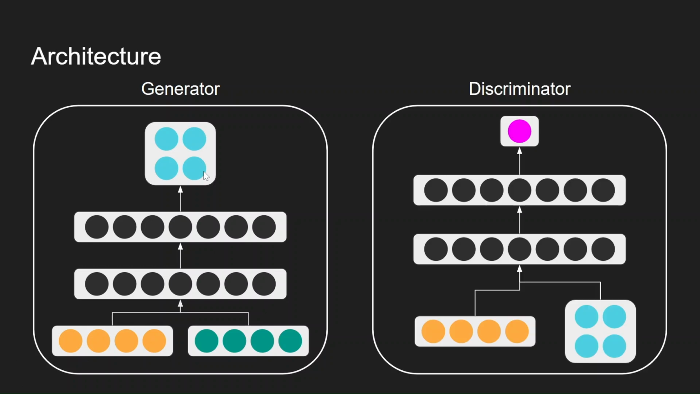And in case of the discriminator, the architecture will look very similar. We are going to give the labels as an input along with the image, and the discriminator is going to determine whether this image is real or fake. So in this case the objectives will be two: whether the image is real or fake, and whether the image matches the input labels or not.